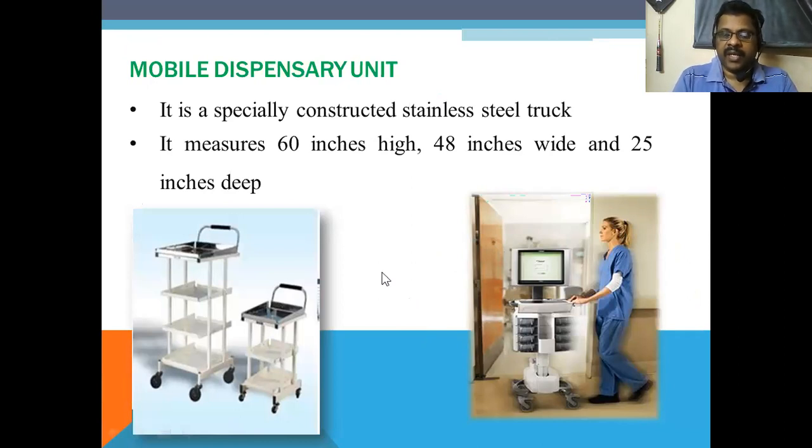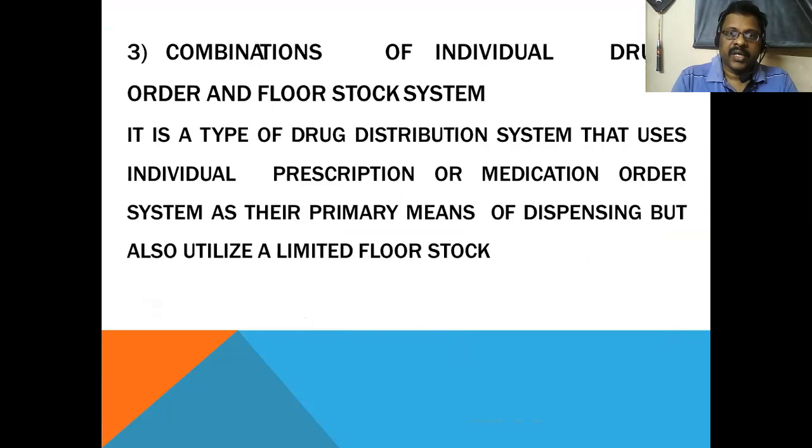One person can carry everywhere and supply this medicine wherever it is required, and it will be received by verified and received by nursing stations. The carts, these trolleys will be filled by nursing staff, and it will be supplied by a healthcare professional, and it will be received by another nursing staff, those who are working in the ward. Combination of individual drug order and flow stock system.